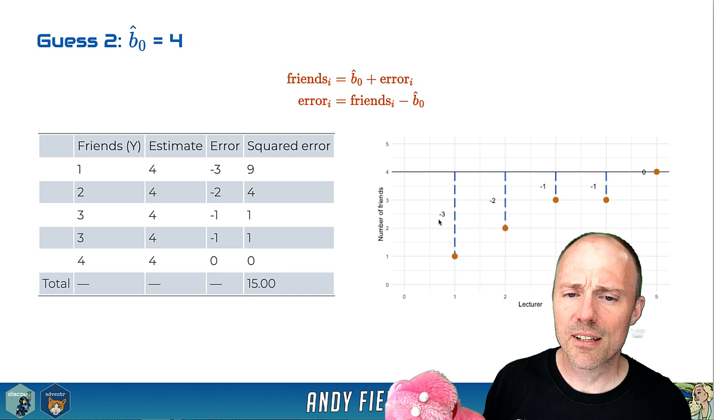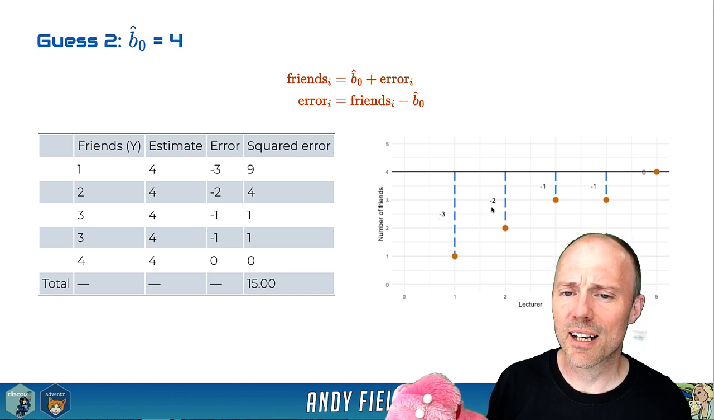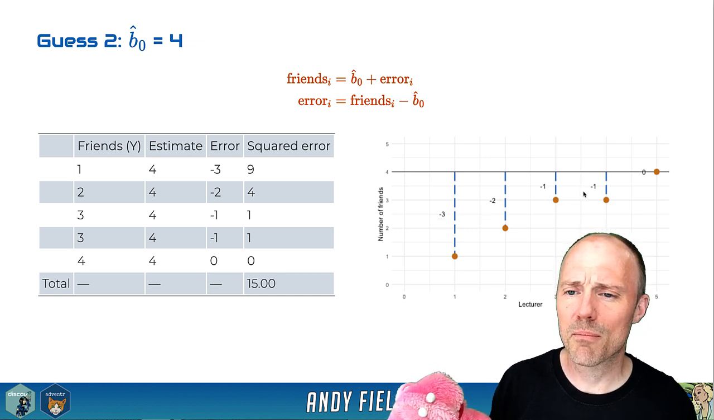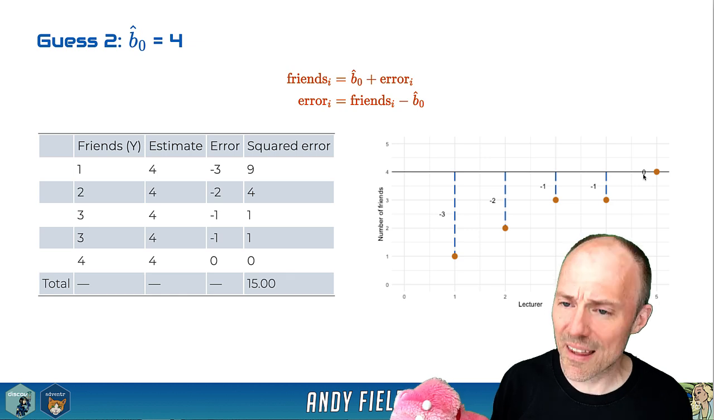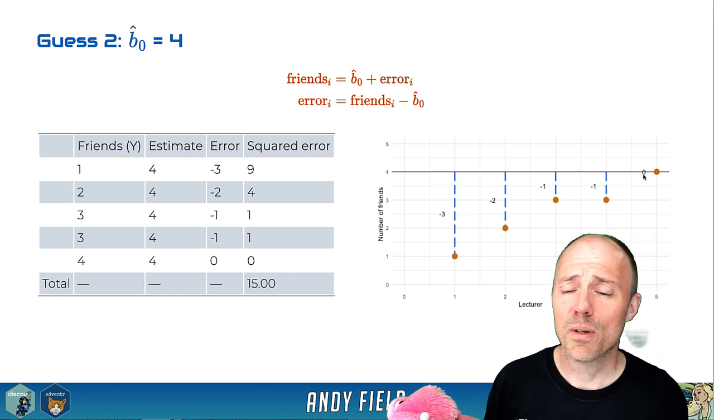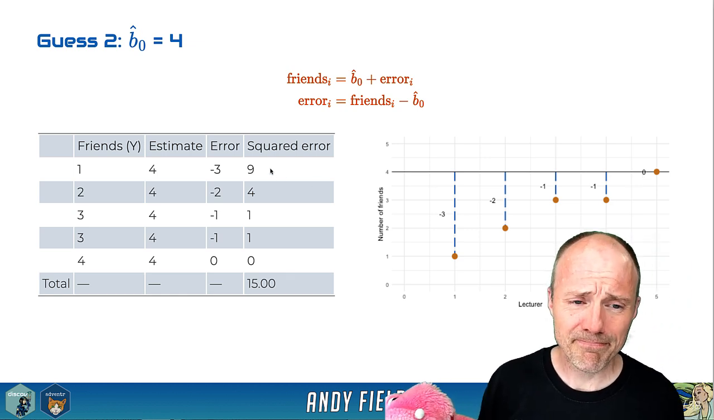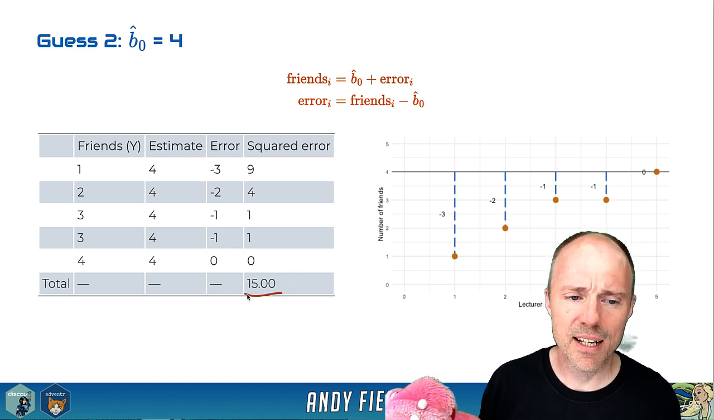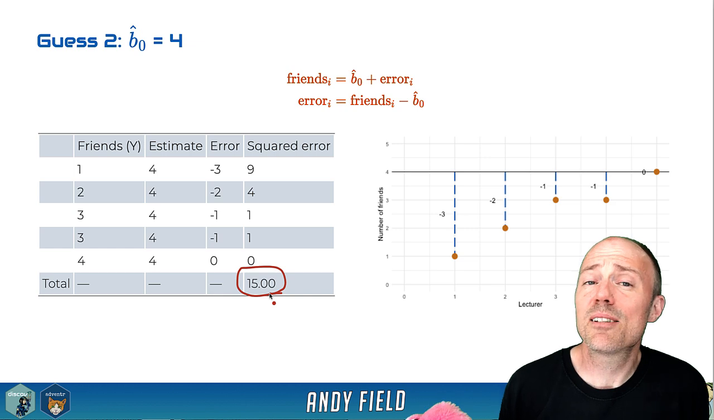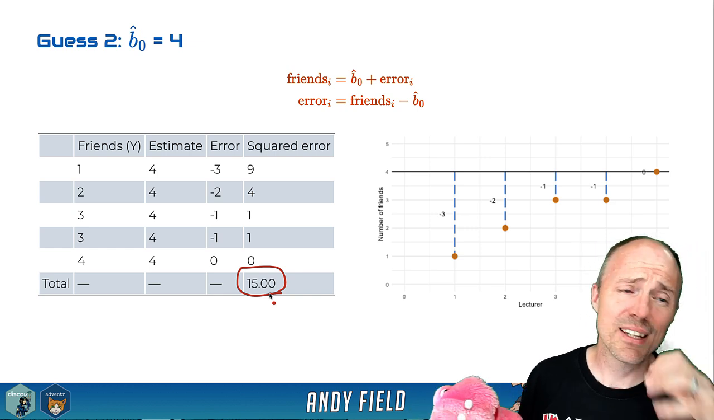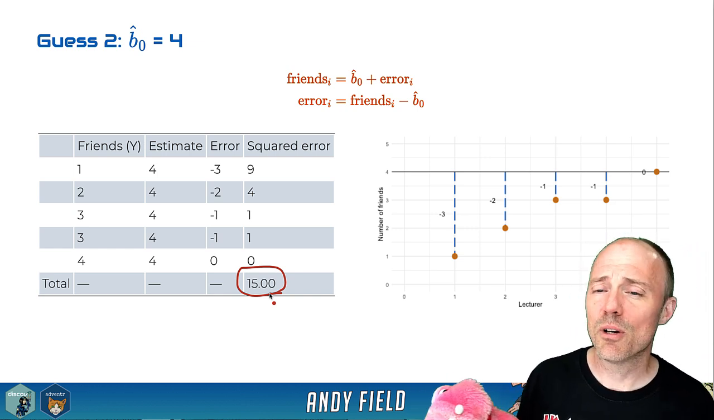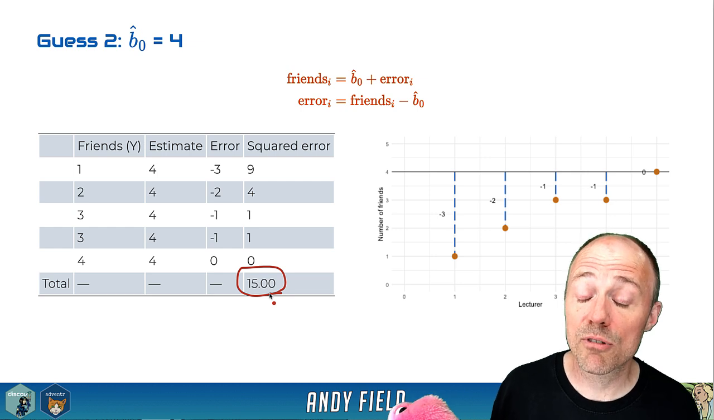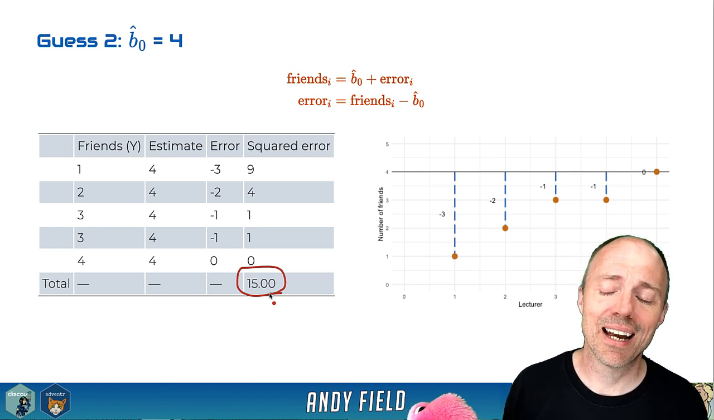So for our first person, we get an error of -3, second one, error of -2, -1, -1, 0. Again, we could square these values so that we can add them up. And what we find when we do that is we end up with a total error of 15. So this is bigger than the error we had before. So this tells us that our estimate of 4 is worse than our estimate of 2, it results in more error in prediction.